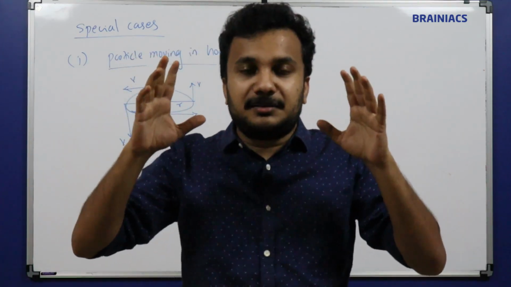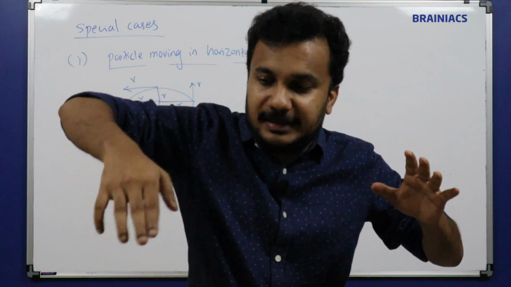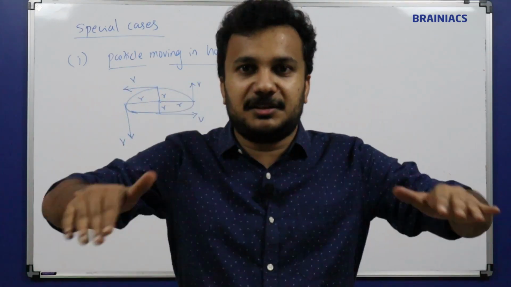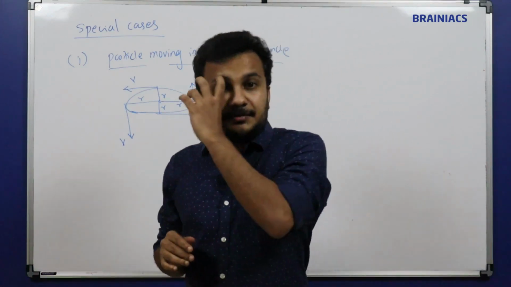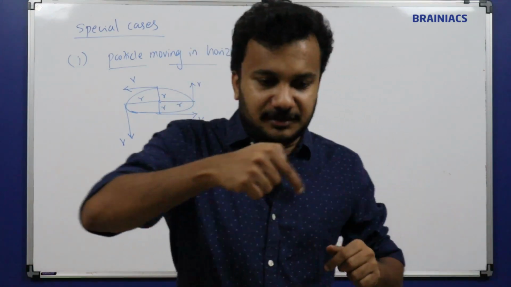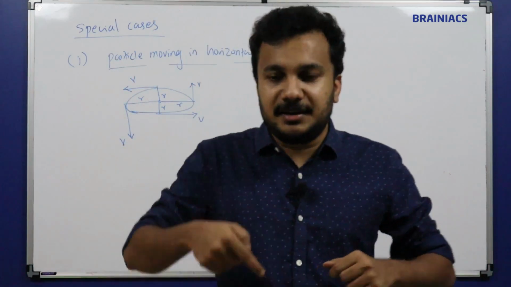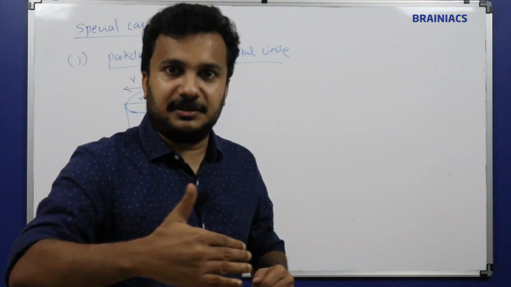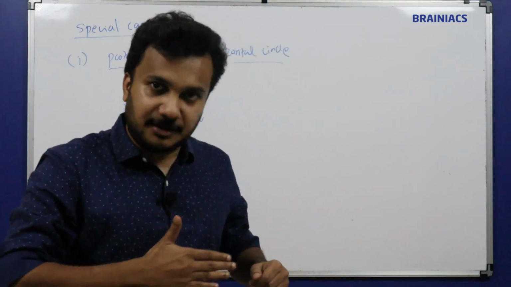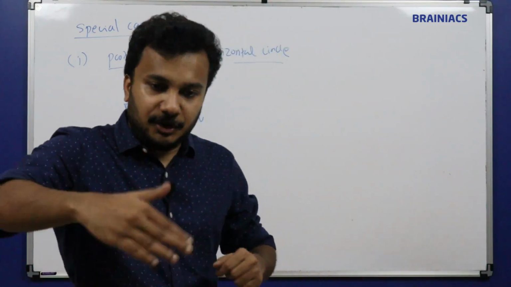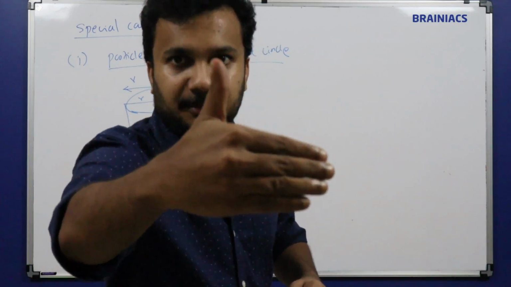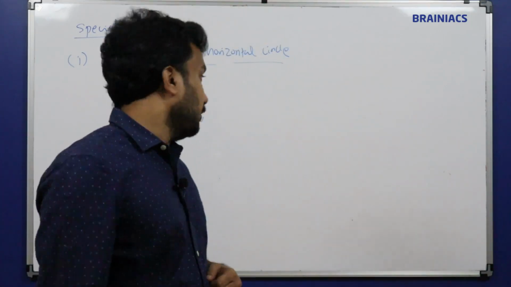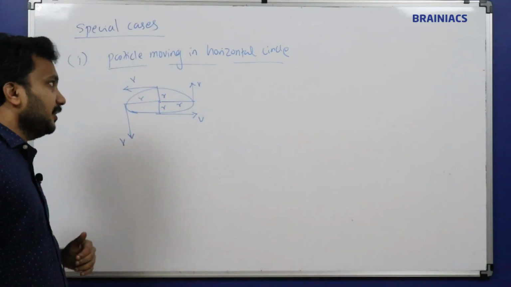If particles are rotating in a horizontal circle, there is a radius everywhere inside. Suppose this is the front side, then this is the back side, and this is rotating. Now if you take the front side over here, what is the velocity? Velocity is like this, and the radius will be coming like this.